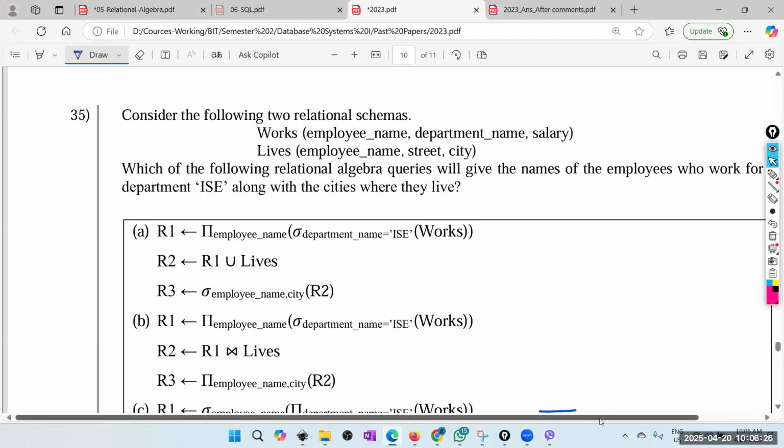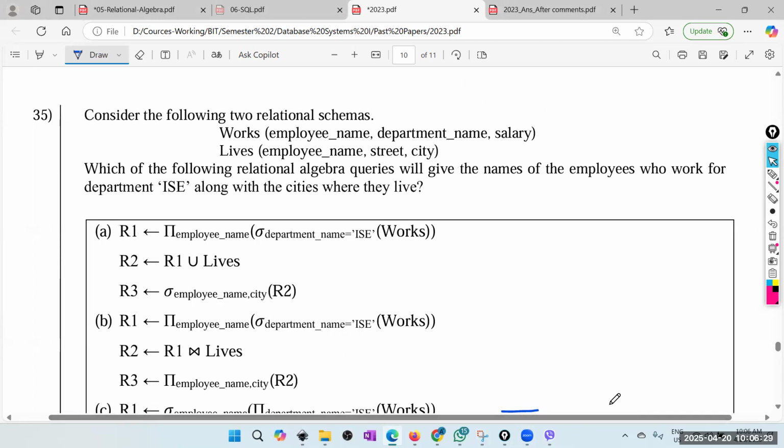Which of the following relational algebraic expressions will give you the names of the employees who work for department ISC? That means department name must be ISC. Along with cities where they live. So I think that is not a very difficult one. You need to give the name of the employee and their city, but only those who are working for the ISC department. I think that is not difficult.